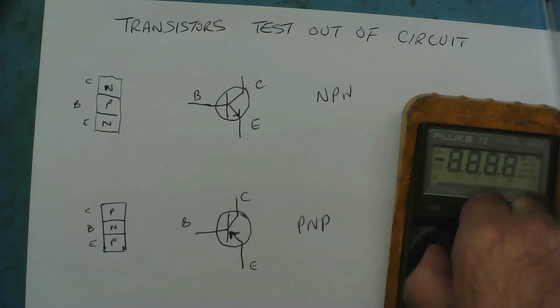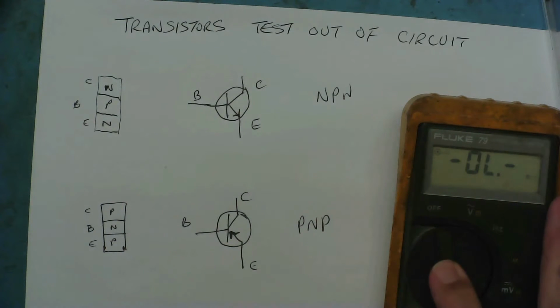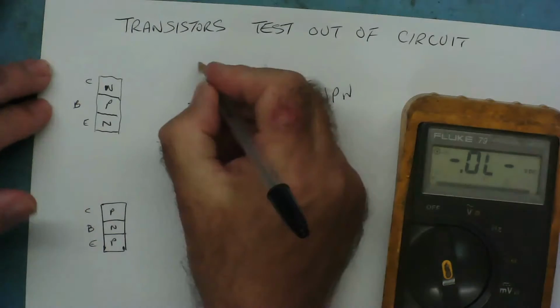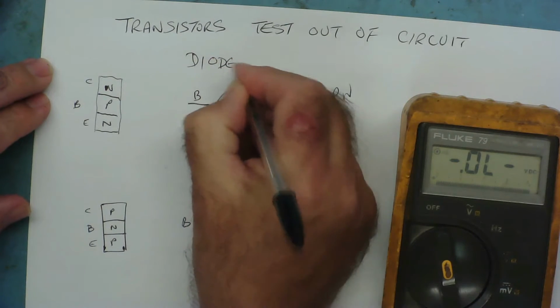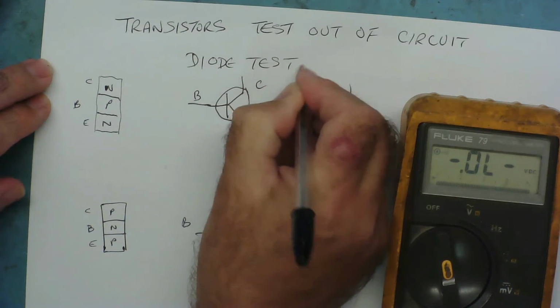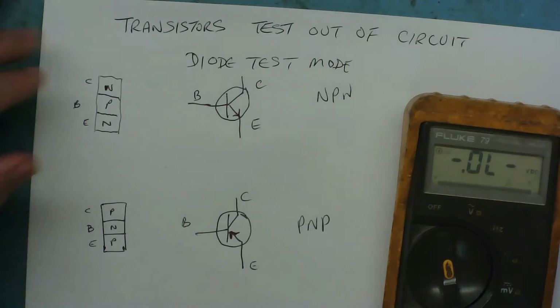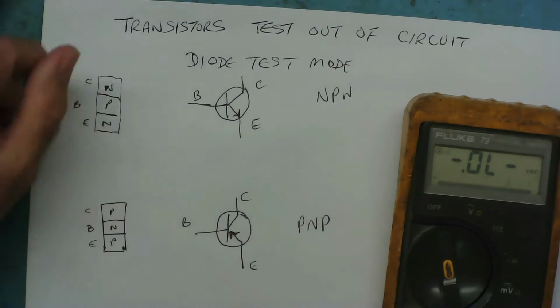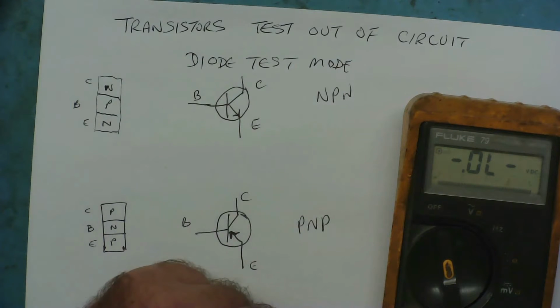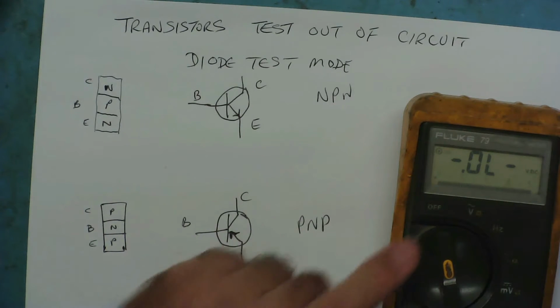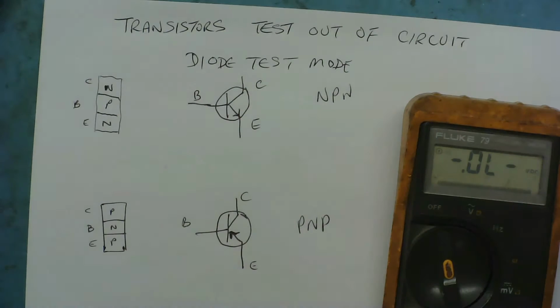If we take a meter and we put the meter onto diode mode, so this is now in diode test mode. All multimeters near enough will have a diode test mode. If yours doesn't have one, get yourself a multimeter that does have diode test, because it's very important. And this doesn't measure resistance, it measures the voltage dropped across the diode junction.